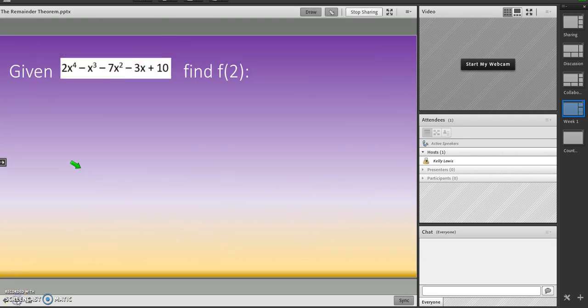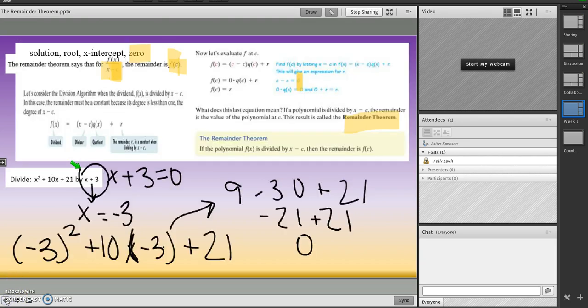Ignore the fact that it says divide. This guy is a factor, and this guy right here is a 0, because when we substituted it, the result we get is the remainder. I'm going to pause this video real quick and get my calculator, because I'm going to start my webcam. I'm going to show you a couple of things.